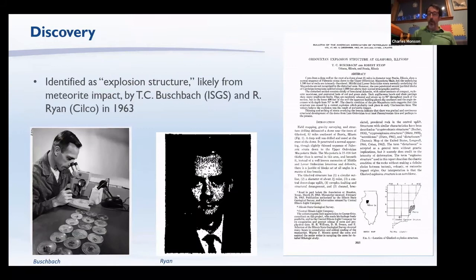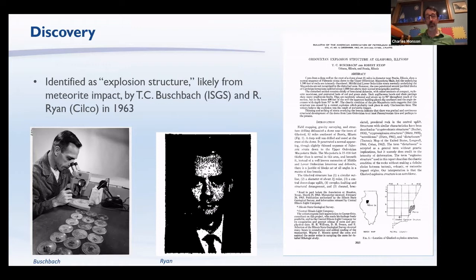So the people who had to make sense of this, of course, were the Central Illinois Light Company people and also the ISGS people. So in 1963, T.C. Buschbach at the Illinois State Geological Survey, there on the left, and then Robert Ryan, a geologist for CILCO, published a paper on this thing in the American Association of Petroleum Geologists Bulletin. They called it a crypto-explosive structure, which is their way of saying we don't know precisely what it is. Clearly something released a huge amount of energy here. We can't say for sure what it is, but our best guess is a meteor impact.